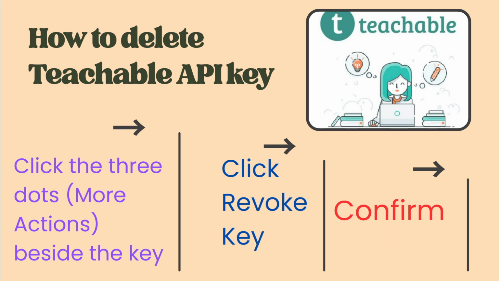A few practical tips as you do this. Because revocation is instant, consider the timing so you don't unintentionally interrupt active processes. If multiple team members manage integrations, make sure everyone knows which key you're revoking to avoid surprises. It's also a good habit to keep clear names or notes on your keys so you can quickly tell what each one does. And remember, revoking is the correct choice whenever a key is no longer needed, or you're concerned it may have been exposed.